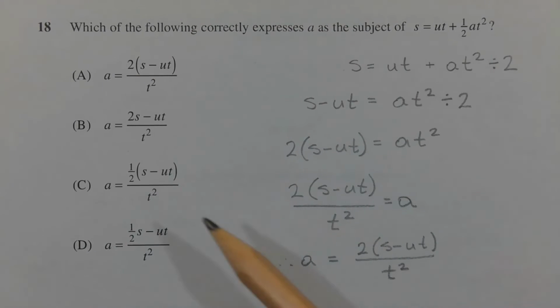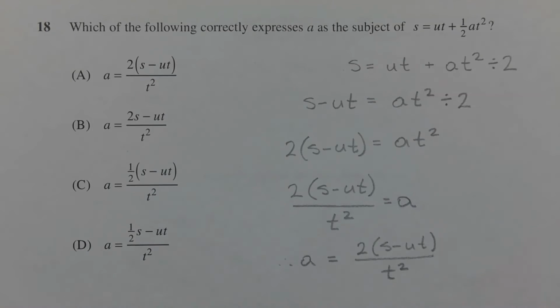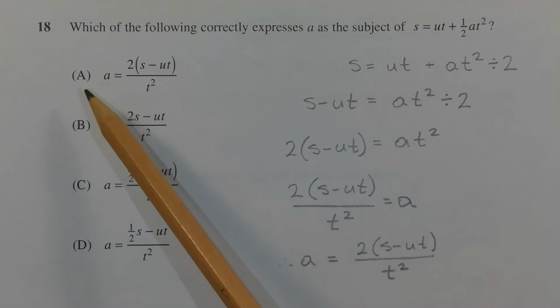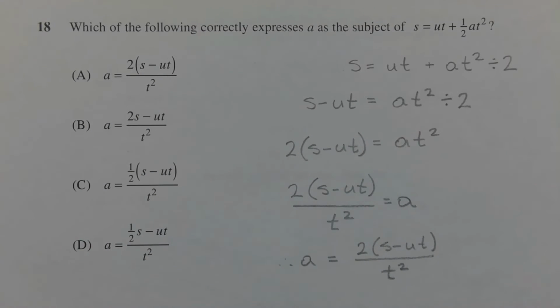Now at this point, if you look at all 4 options, only one of the options shows a 2 outside of S minus UT in brackets, which is option A. But for completeness, let's continue this so that we end up with A as the subject.